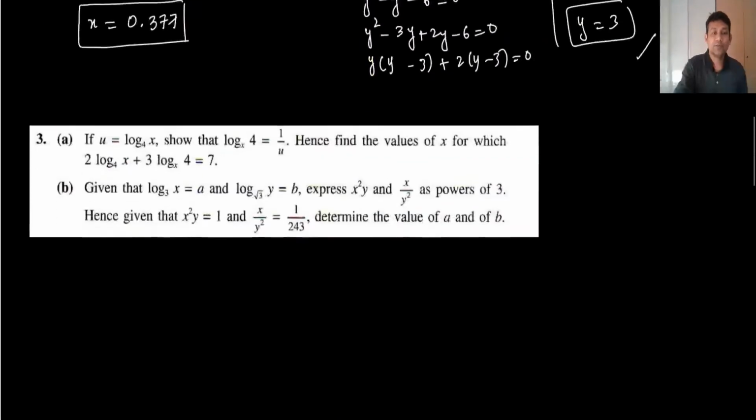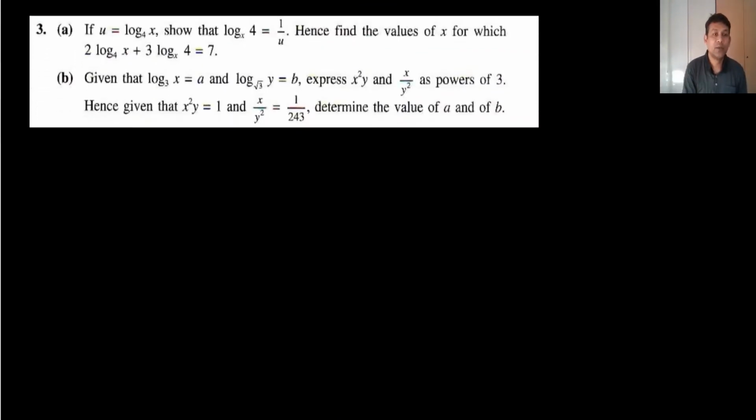Question number 3. We have, once again, logarithms. This is chapter 3, pure chapter 3, and let's start. 3 part A. If u is equal to log 4x, we have to show that... I have to apply the property of log here. Let's see. I made a new formula for the change of base law.